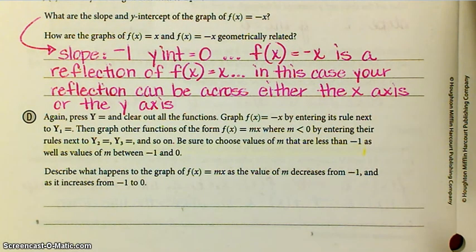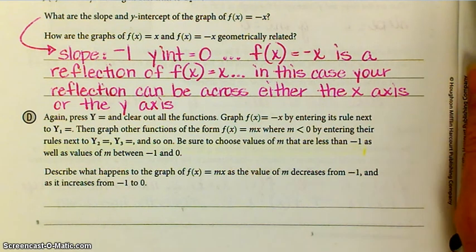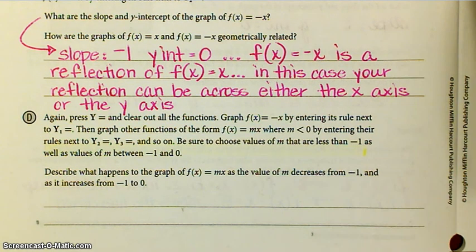And it says then graph other functions of the form f of x is equal to mx, where m is less than 0, meaning m is a negative number, by entering their rules next to y2, y3, and so on. Be sure to choose values of m that are less than negative 1, as well as values of m between negative 1 and 0. First I'm going to do values of m that are less than negative 1, like negative 2, negative 3, etc. All right, so I'll do that first.